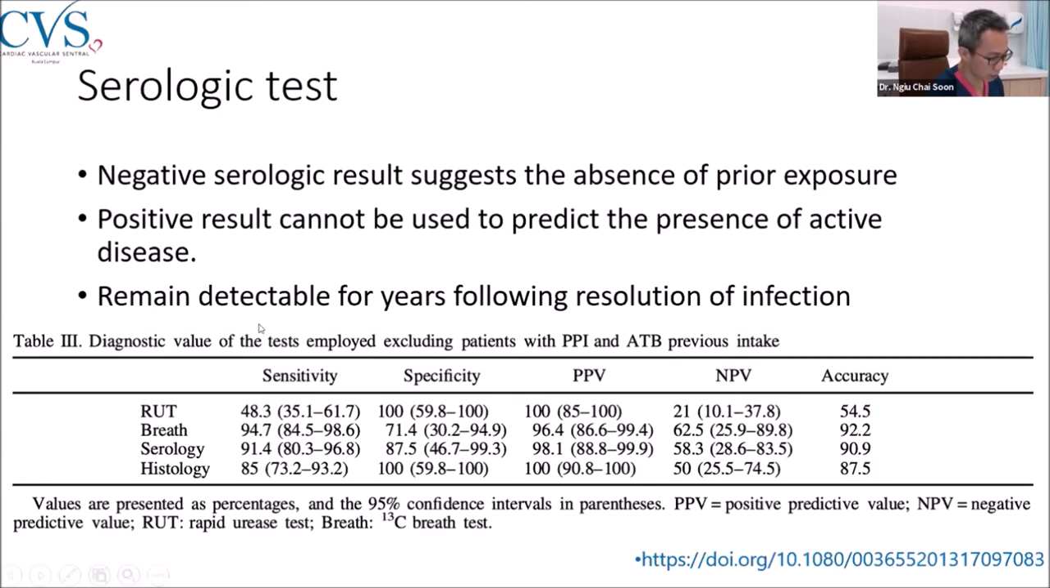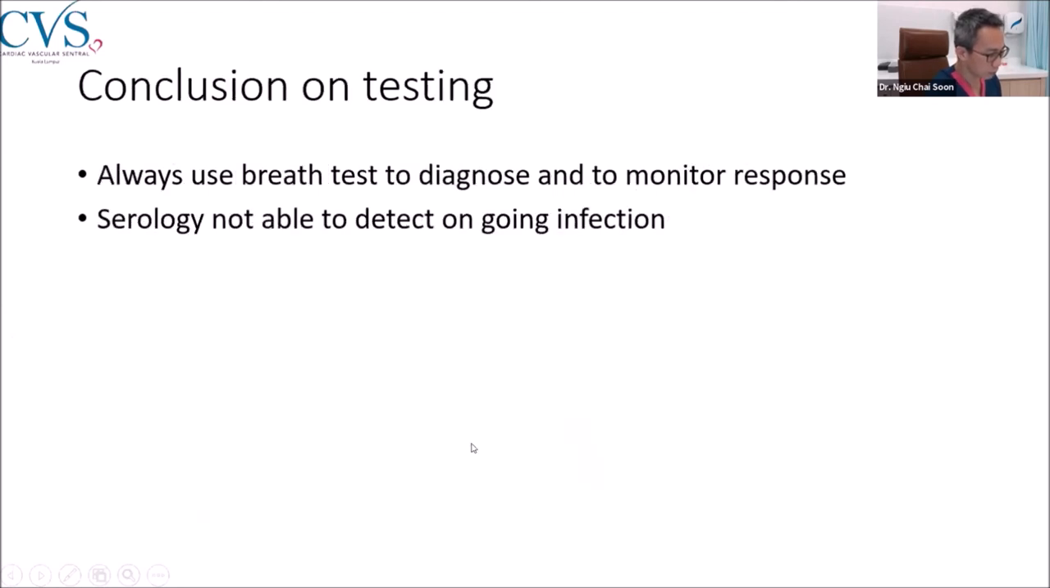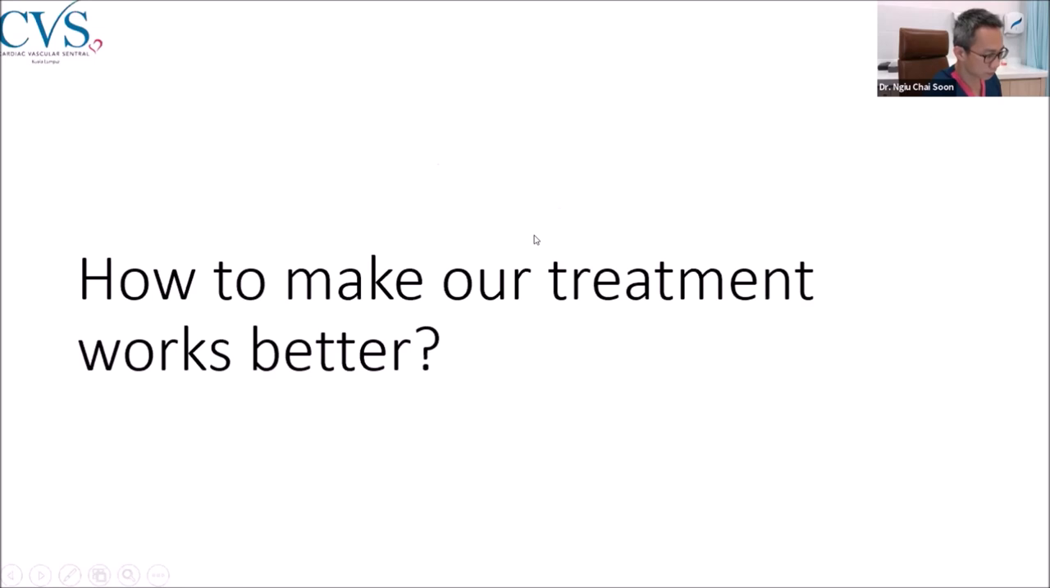So in this sort of clinical scenario, I may use serology testing just to confirm whether the patient has antibody towards Helicobacter. If the patient has antibody positivity towards Helicobacter in upper GI bleeding, I may consider treating this patient rather than proceeding with a urea breath test. So the conclusion on testing for Helicobacter pylori is to always use a breath test to diagnose and to monitor response. The problem is serology is not able to detect ongoing infections.